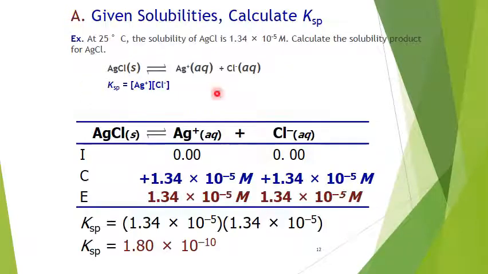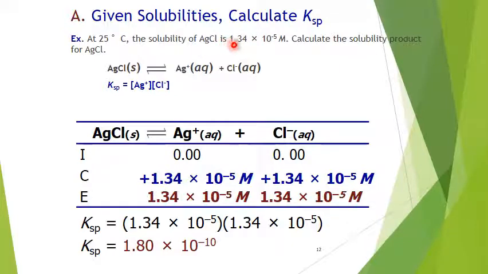All right, so here's the first problem. At 25 degrees C, the solubility of silver chloride is 1.34 times 10 to the minus fifth molarity. Calculate the solubility product for AgCl.